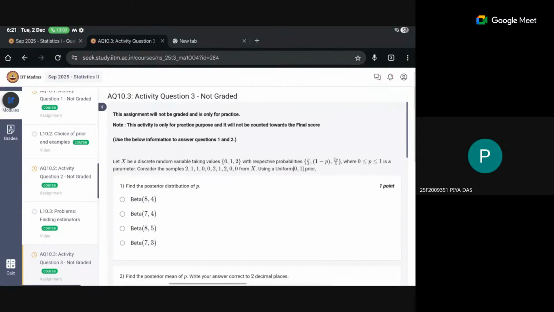Okay, do this question. Question number 1. Let X be a discrete random variable taking values 0, 1, and 2 with respective probabilities given here, where p going from 0 to 1 is a parameter. Consider the samples from X using a uniform 0, 1 prior. Find the posterior distribution of p. Solve this question.